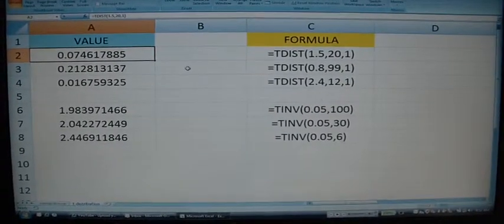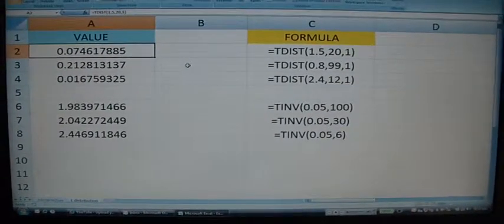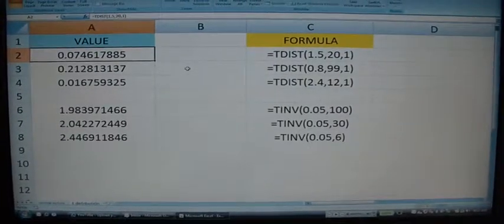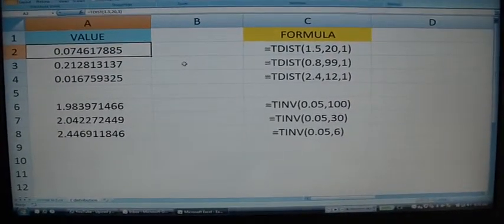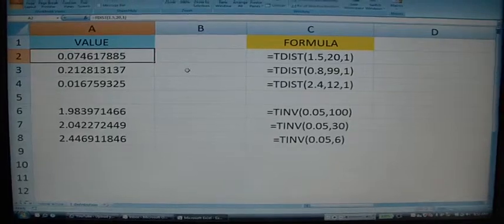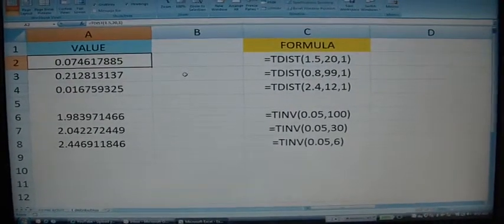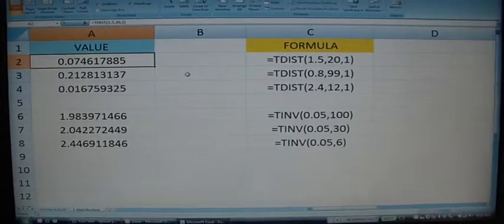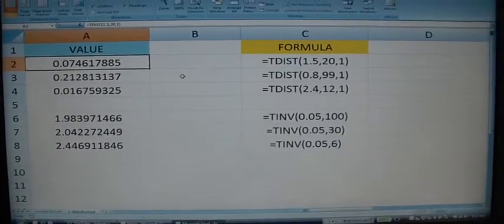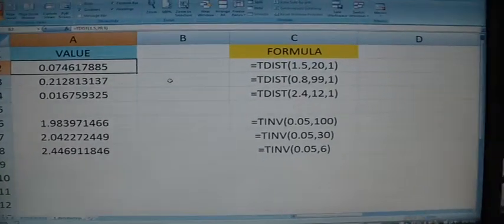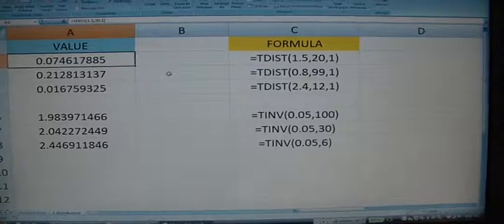The second one is calculating the probability that a t-distribution is greater than 0.8, which has 99 degrees of freedom. That's also the probability that a t-distribution with 99 degrees of freedom is less than negative 0.8.